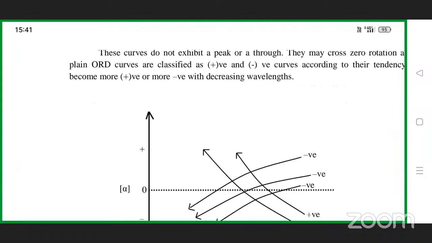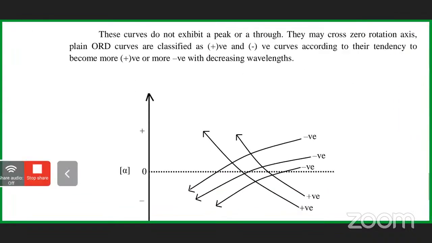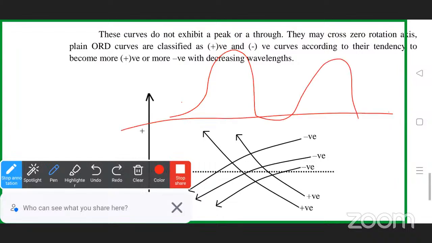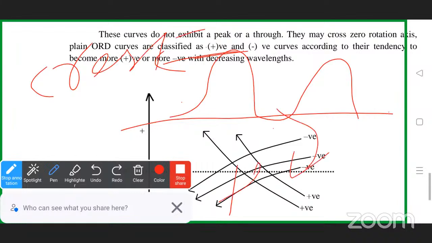Plain ORD curves do not have a crest and trough here, right? You know that this is the crest and this is the trough. In a wave movement, the highest point is called the crest, and the lower point is called the trough.